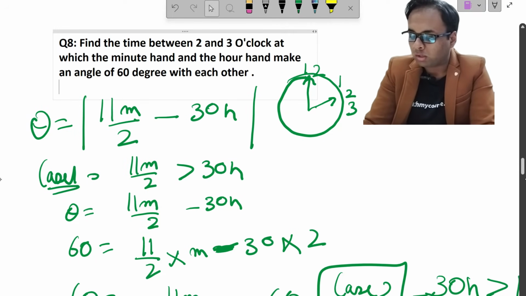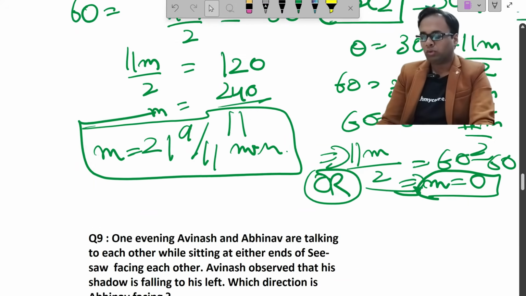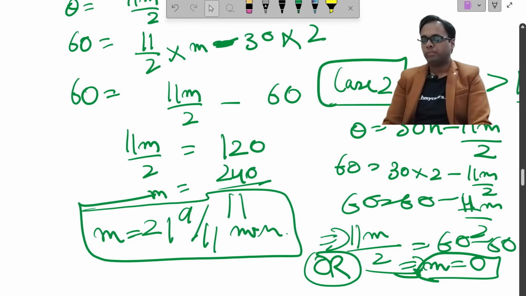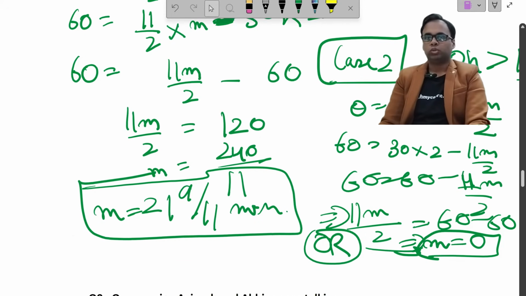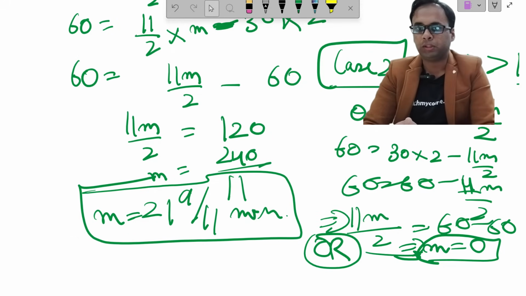like 0 minutes have passed over 2, we can just see that this angle is already 60 degrees. Okay, so this was for your explanation, but the answer is m equal to 21 9 by 11 minutes or m equal to 0. That is the answer of this question. I hope you like the solution to this tricky question, because this was a really different question from what you have been solving till now.